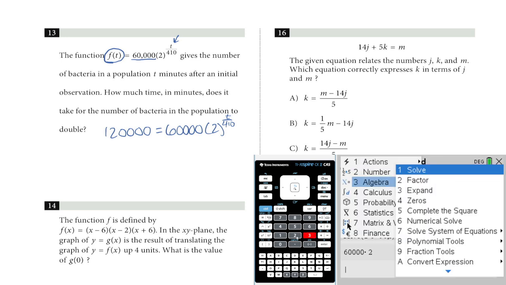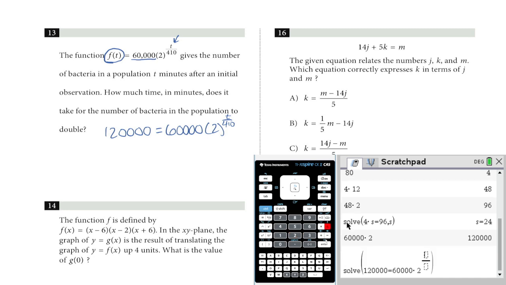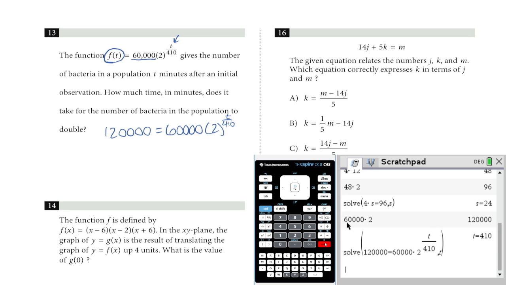So I can go to menu, 120,000 equals 60,000 times 2 to the power, going to do control divide, t over 410, comma t. Again, I'm telling the calculator, hey, solve for t for me. And we get t equals 410. Again, there are other ways to do it. This is just one way that I think works consistently, so that's why I'm going to do it that way for now.